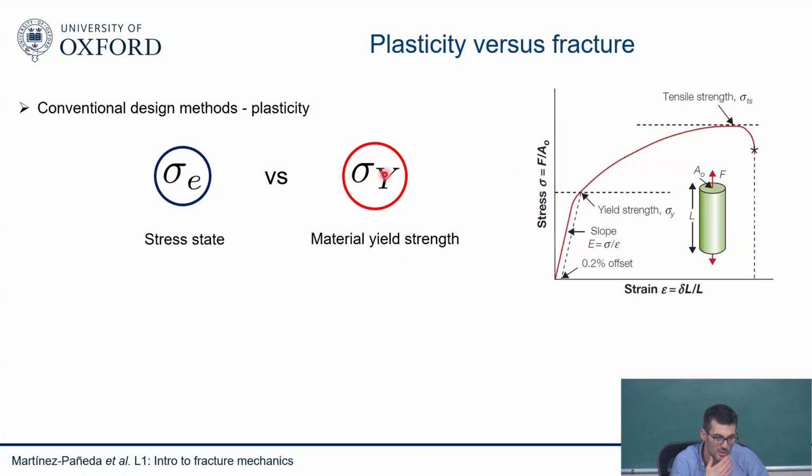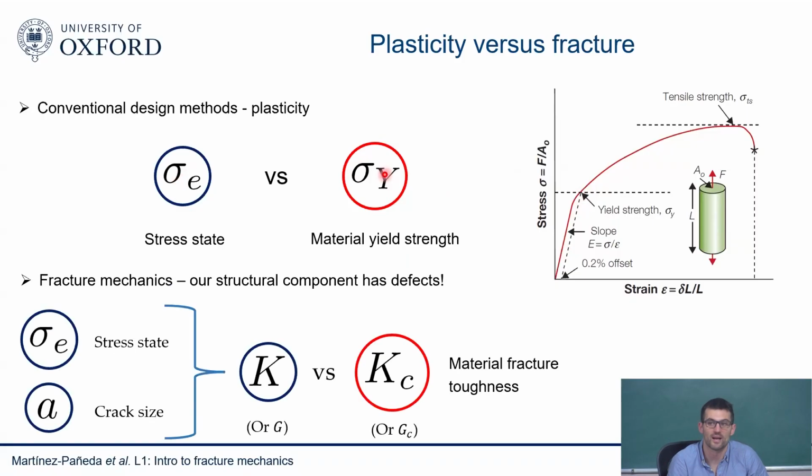That's one approach. The other approach is to recognize that our structural component has defects, and it's a fracture mechanics design, basically, right? You say, I not only care about the stress state, I also care about my crack size. And with my stress state and my crack size, I come up with a K, a driving force of fracture, or G, and then I compare that to a fracture property, which will be Kc or Jc, a material fracture toughness that I measure in my lab.